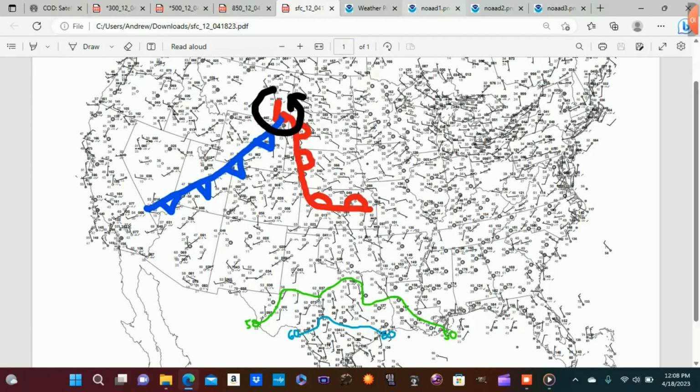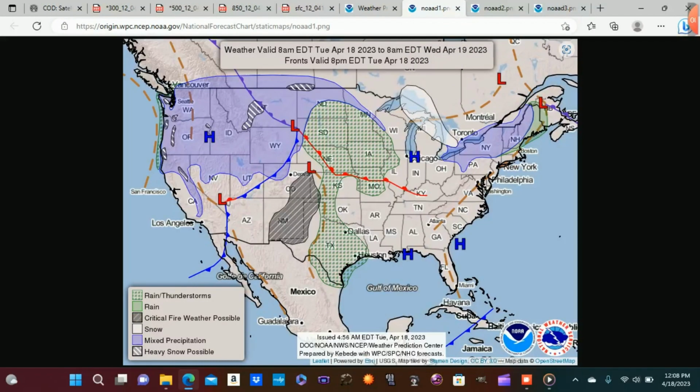So what does the forecast look like over the next couple of days? This chart is valid tonight at 8 p.m. Eastern Time, 7 p.m. Central Time. That warm front is going to be pushing through the midsection of the U.S. today, with showers and storms possible over the central United States. Occasional snow showers are possible in the New England area, as well as parts of the northwestern United States.